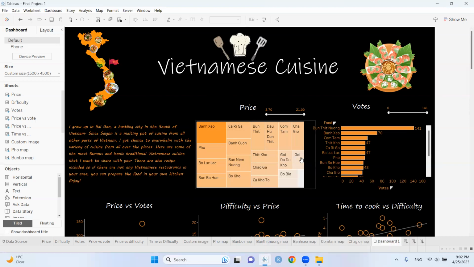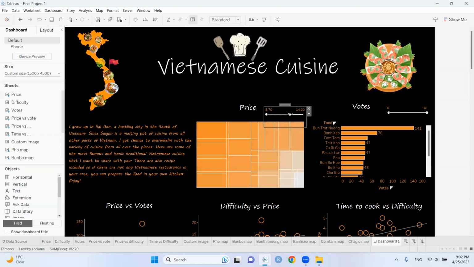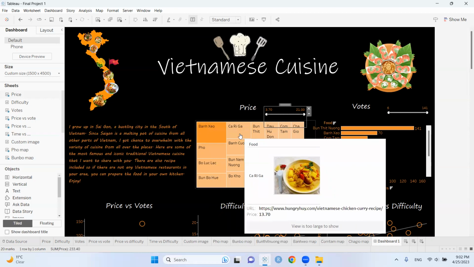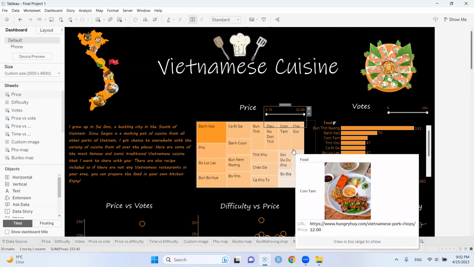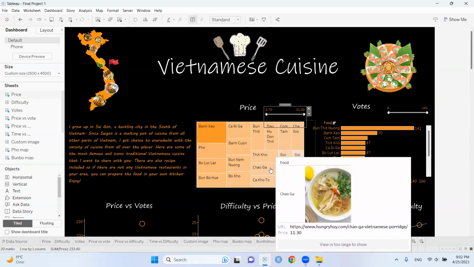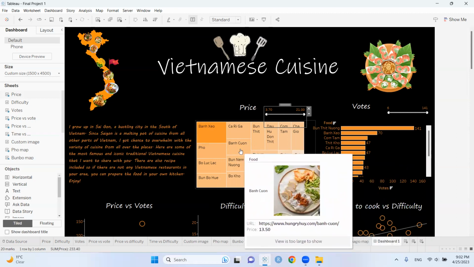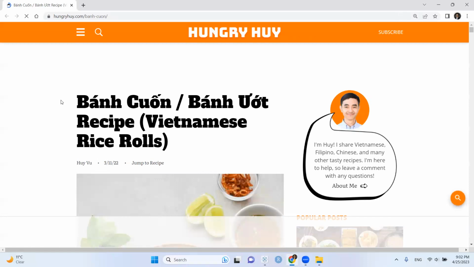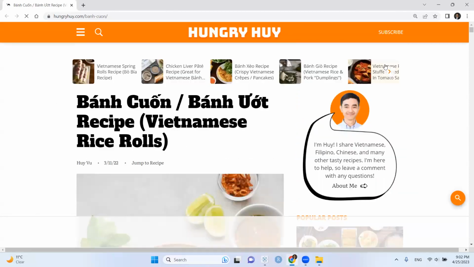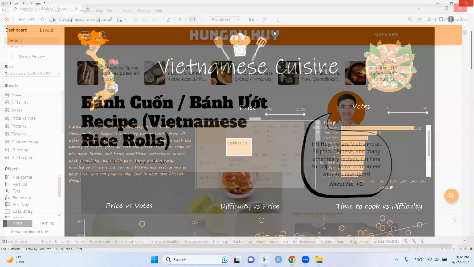So in the middle here, we have the price of the food, which you can filter to see the food. And when you hover onto the food, I created a custom image and inserted that into a tooltip. So when you hover over it, you can actually see the picture of the food. You can also click on that, and it's going to lead you to a recipe website that shows you how to make the food.